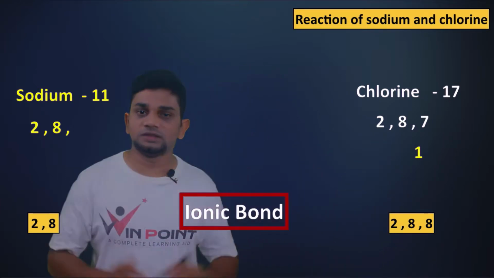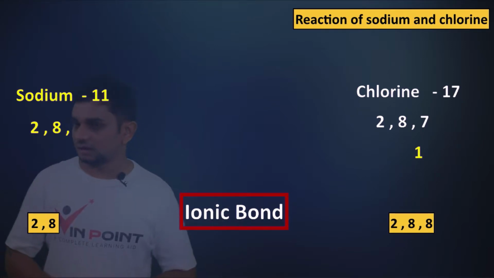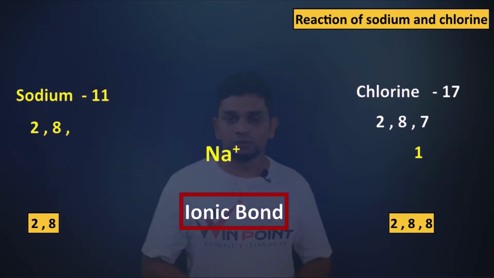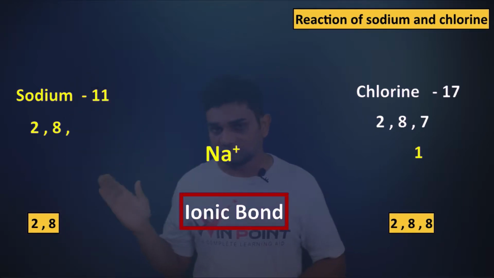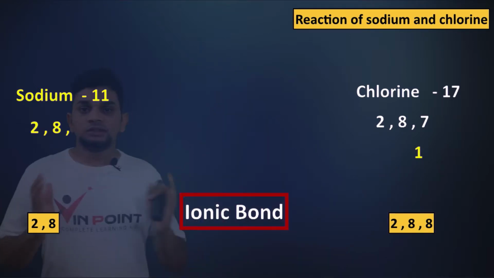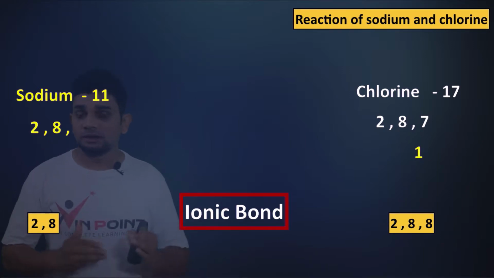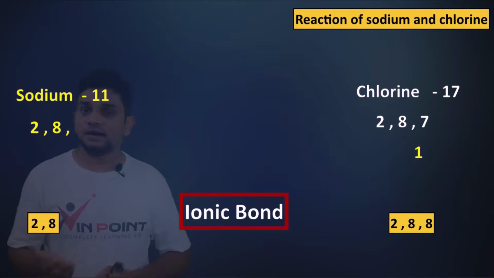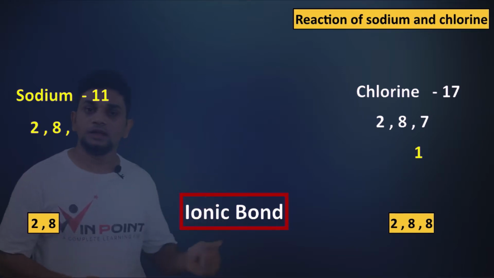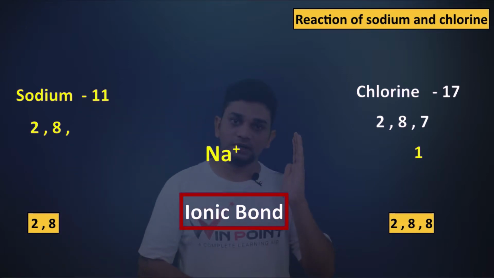This type of bond is known as an ionic bond: the bond formed by the transfer of an electron from one atom to another atom. Sodium is going to get a positive charge, Na plus, and chlorine is going to get a negative charge, Cl minus. Here sodium is donating an electron and chlorine is accepting an electron. Sodium gets a positive charge and chlorine gets a negative charge.